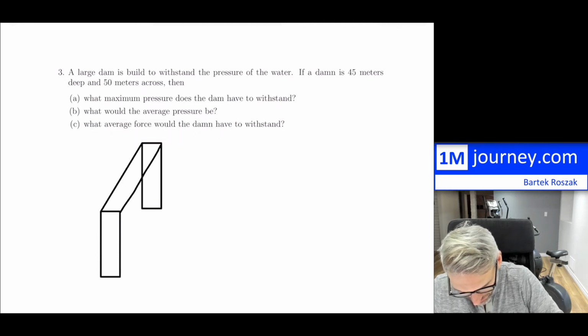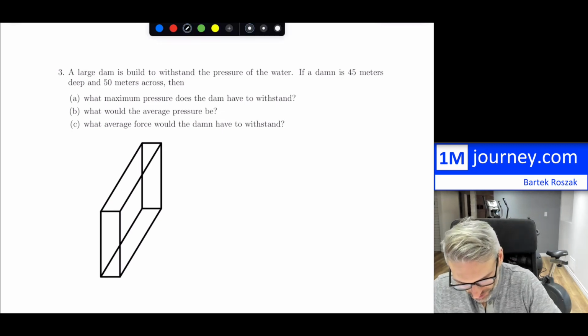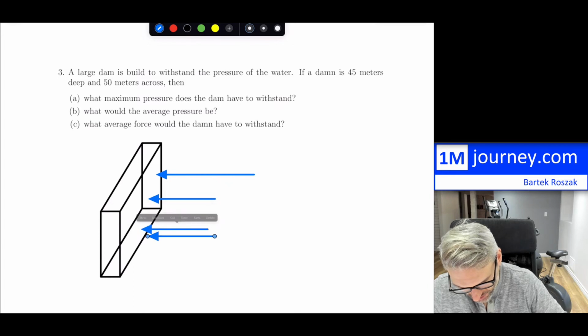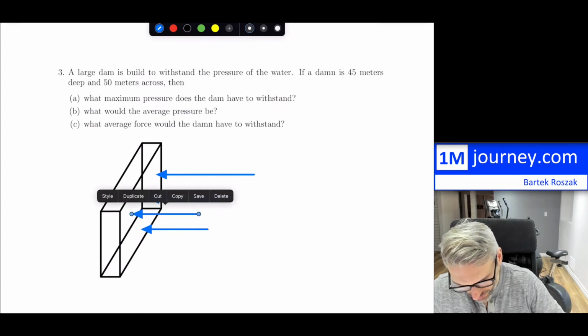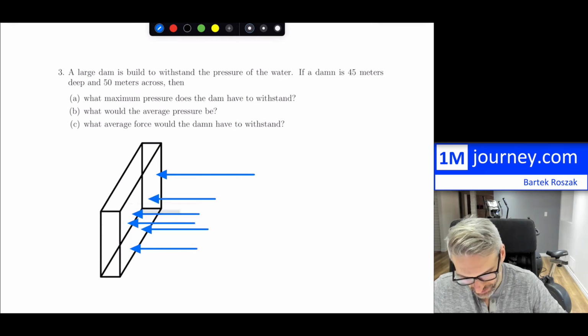Now, dams are typically much thicker at the bottom than at the top, and that's because of the pressure itself. The pressure coming in from the water is always perpendicular to the surface. So this is the pressure which is exerted. And we know that the deeper you go in a fluid, the higher the pressure is, because there's just more volume on top.